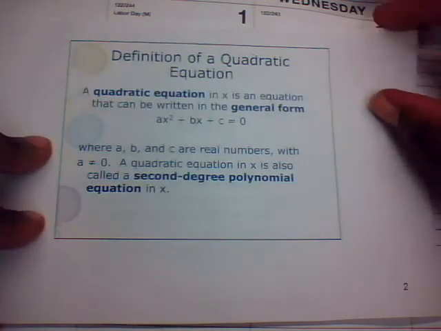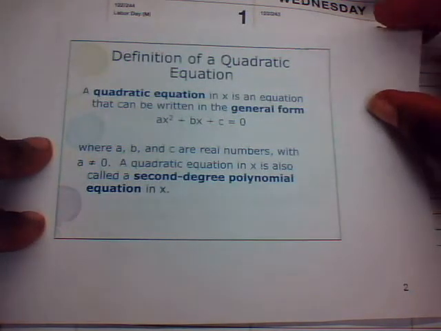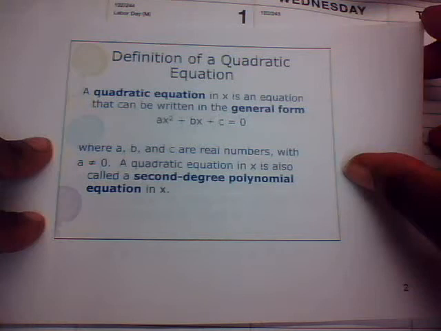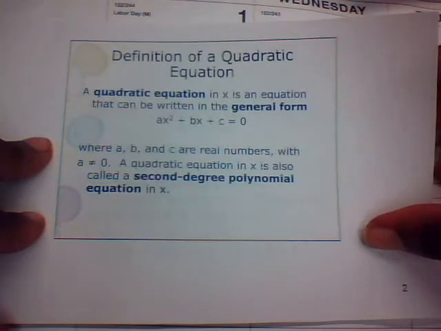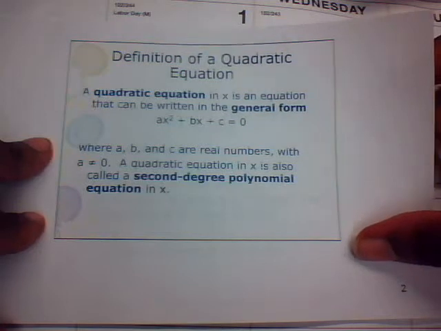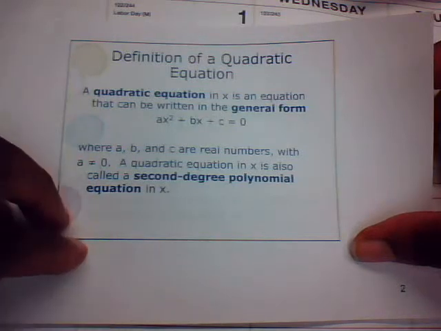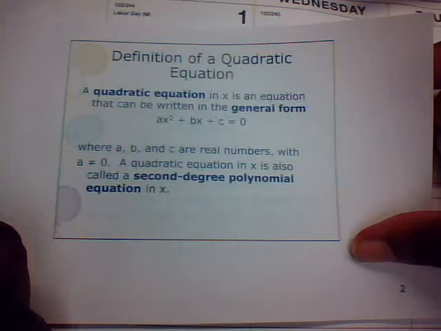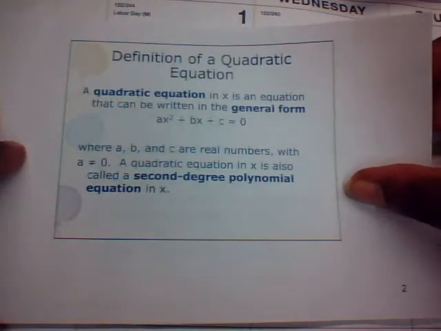And a quadratic equation in x is an equation that can be written in the general form of ax squared plus bx plus c. And in this case, a, b, and c are real numbers. A is not equal to 0. And of course, a second degree polynomial equation is another name for a quadratic equation because the highest exponent here is 2.